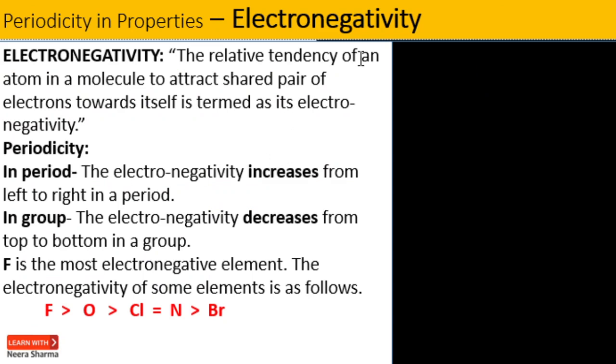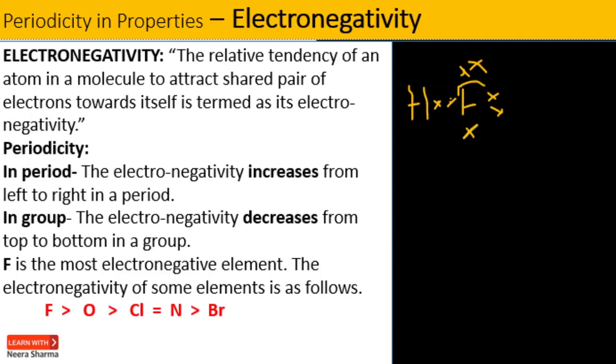So if we say electronegativity, the relative tendency of an atom in a molecule to attract shared pair of electrons is called as electronegativity. So let's say we take an example of hydrogen fluoride, HF. There is a covalent bond between hydrogen and fluorine, so the electron should be in between that of fluorine and hydrogen. But fluorine has got more tendency to pull the shared pair of electron.